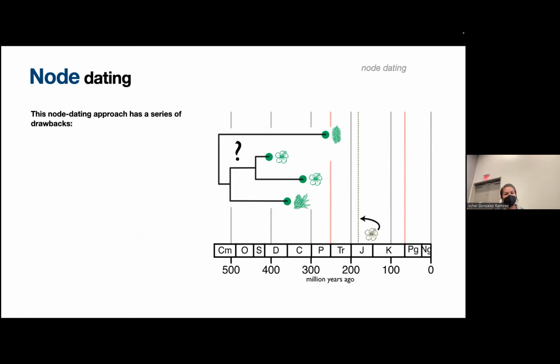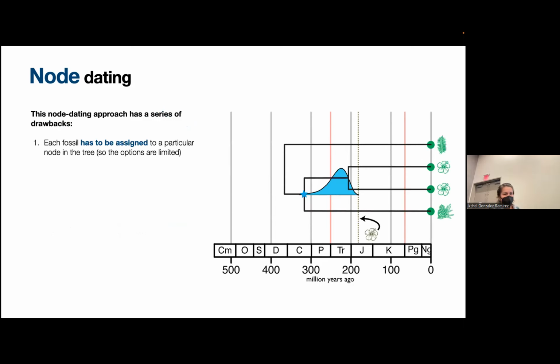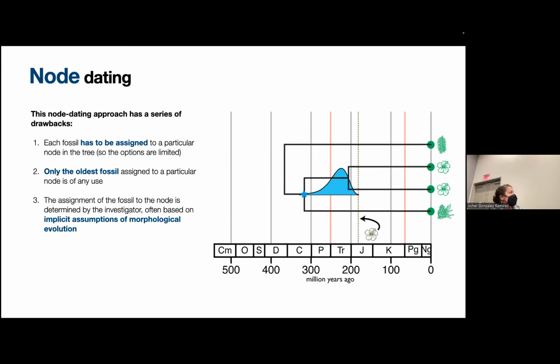But this node dating approach has a series of drawbacks. So the first one is that we have to be pretty sure of where we were going to place that fossil, because that's going to influence our estimates, right? So we need to assign the fossil to a node. We also need to use only the oldest fossil, because what if I had different fossils that could be along this branch? I just want to use the oldest, right?